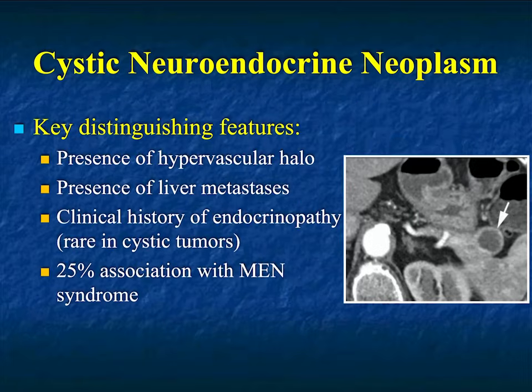And in this last part, I'm going to start off talking about neuroendocrine tumors that are cystic. I'll speak about SPEN tumors, and then we'll have some conclusions from everything we've said.